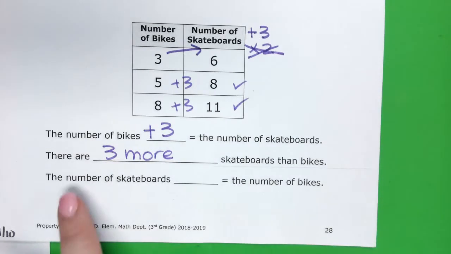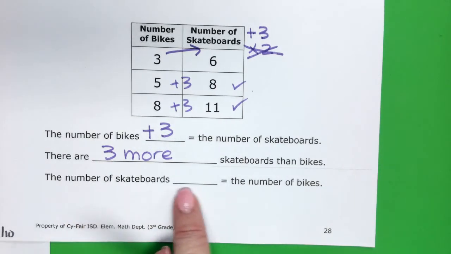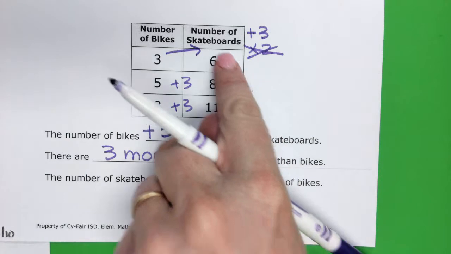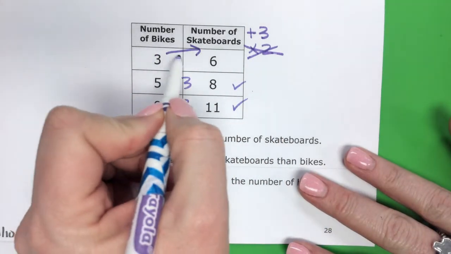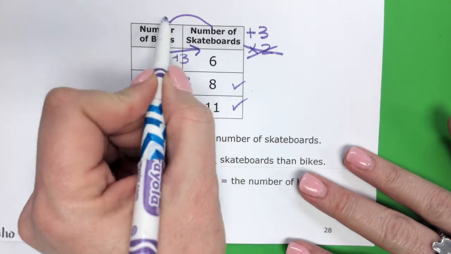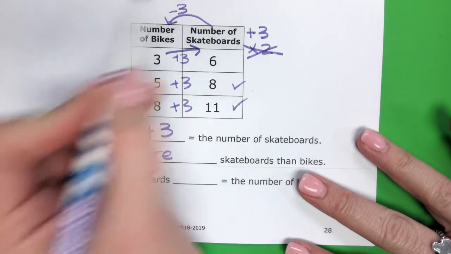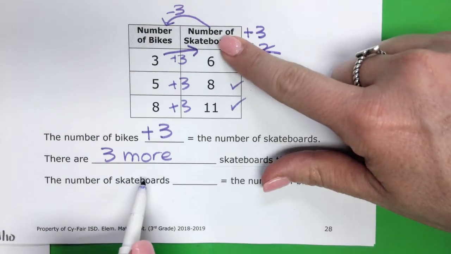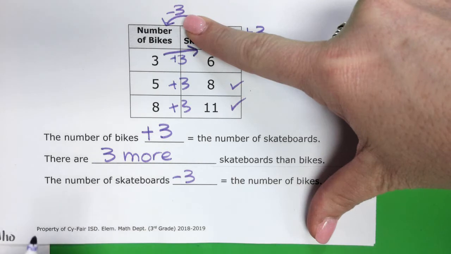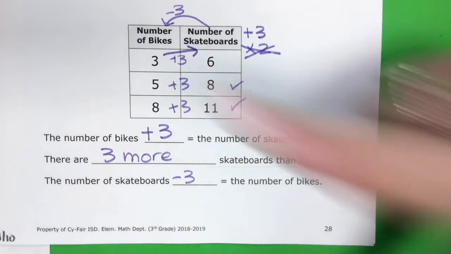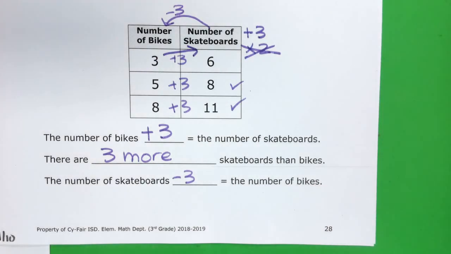Now the bottom sentence says the number of skateboards blank equals the number of bikes. That means we're going this way. So if this way is plus 3, what would that way be? Minus 3. So the number of skateboards minus 3 equals the number of bikes.